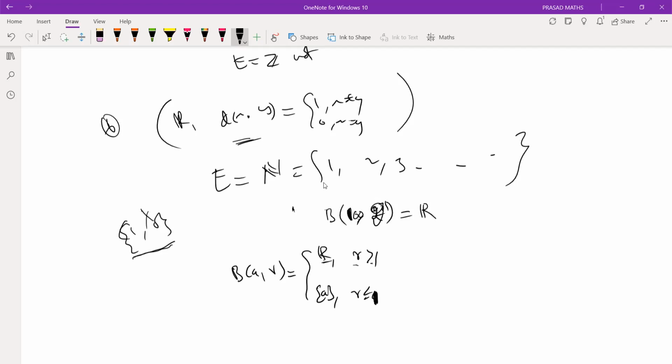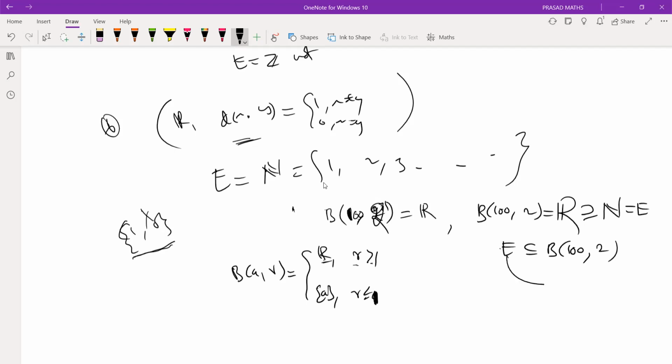So what is my radius here? Here it is 2, which is bigger than 1. So my open ball is the full R. Full R contains the natural numbers, which is nothing but my set. That means E is inside some open ball centered 100 with radius 2. Therefore it is bounded in the discrete metric.